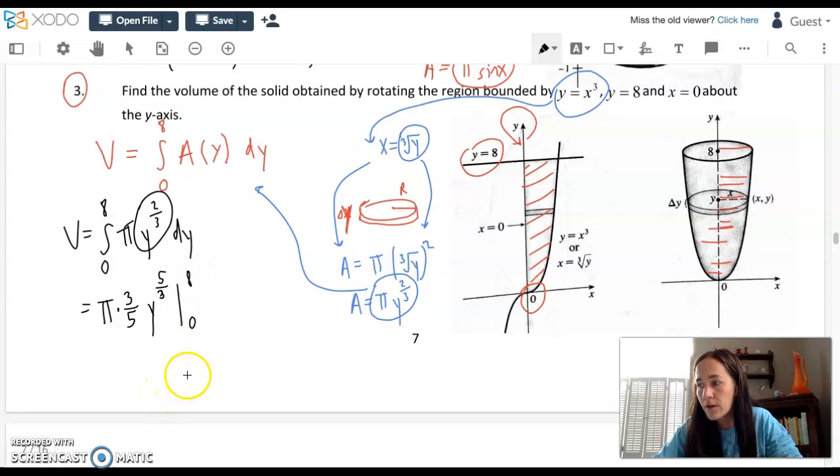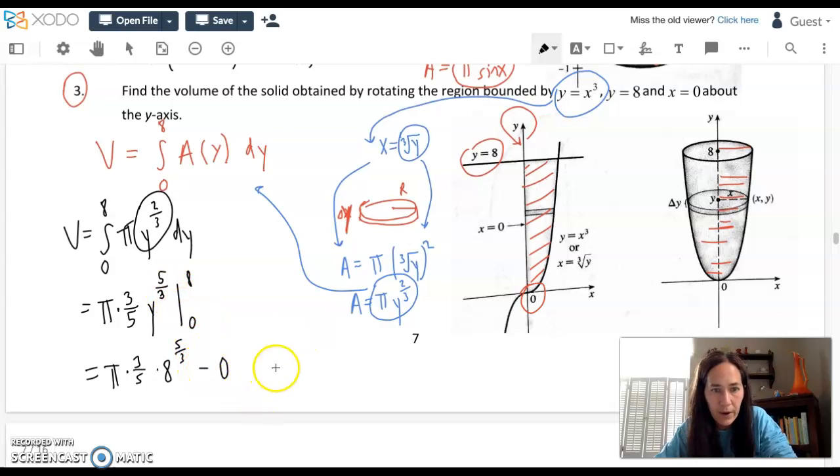Go ahead, do a plug-in. You can leave this answer exact in terms of pi, or you can leave it as a decimal. Both are fine. But you've got pi times 3/5 times the number 8 to the 5/3 power, minus pi times 3/5 times 0, right? We know 0 to any power is going to be 0 besides the 0 power there. So this is a little bit of simplifying. This is pi times 3/5.